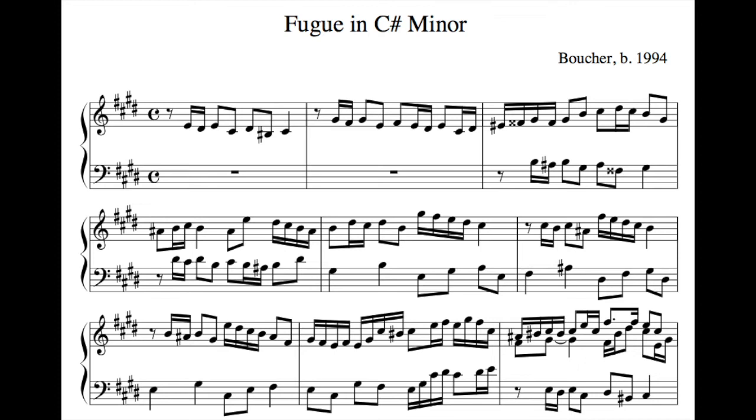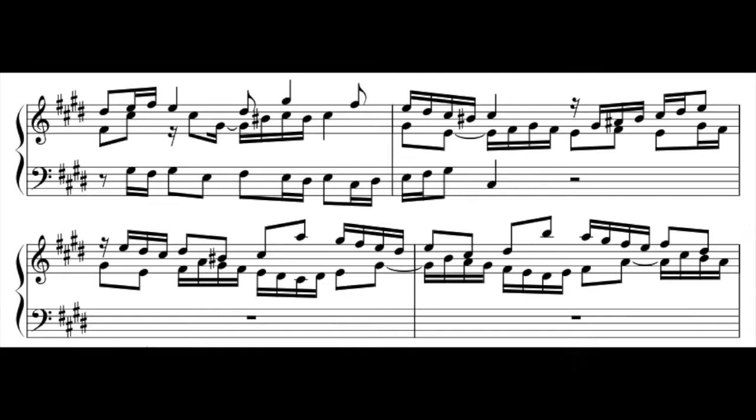Now, at the end of the exposition, we do have another sequence. And this is going to lead us to the relative major, which is E major. So let's hear it from the end of the answer in C sharp minor.